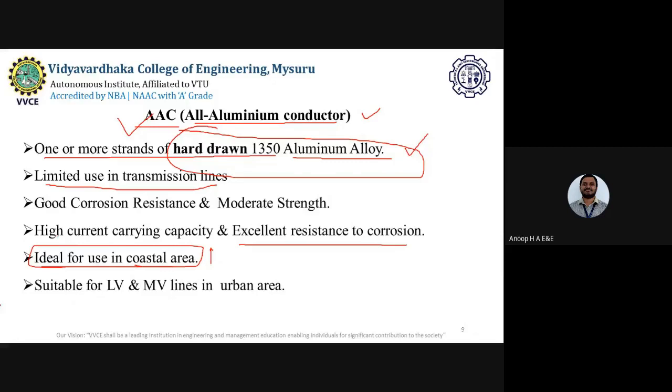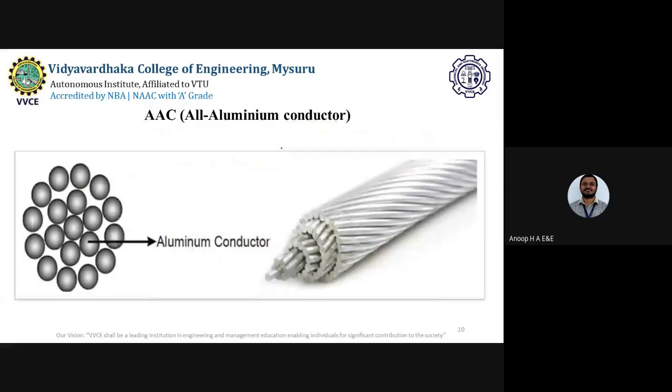Next, suitable for low voltage and medium voltage lines in urban areas. Low voltage and medium voltage lines generally use these conductors. This is a typical all aluminum alloy conductor, the AAC conductor. You will see such all aluminum conductors being present.